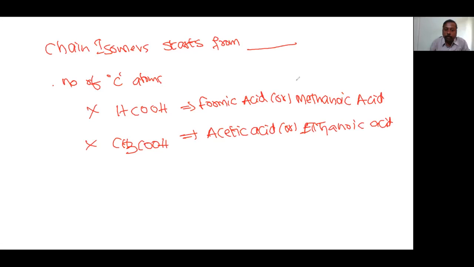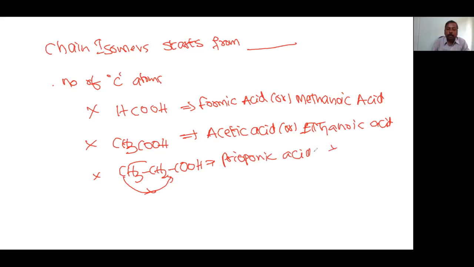Next, CH3CH2COOH. Can it show? No, it cannot attach here. It is already attached here. So this is called propionic acid. So it also does not show.